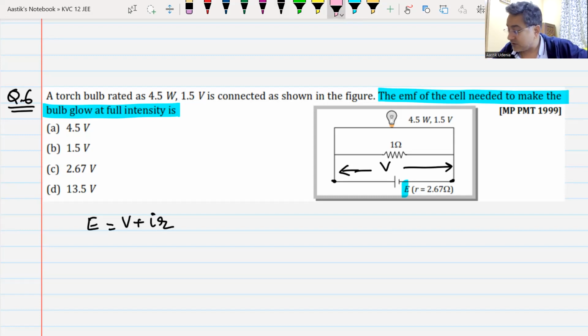So only 2 things you have to calculate here. One is the value of V, which is given to you. You just have to open your eyes and see. And you have to find the value of current in this branch. If you can find these 2 things, you will get the answer, and the answer is option D, 13.5 volts. That is correct. Still, I will give you time. I will discuss this question in the next class.